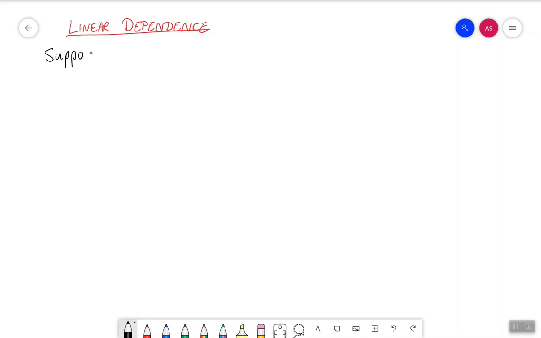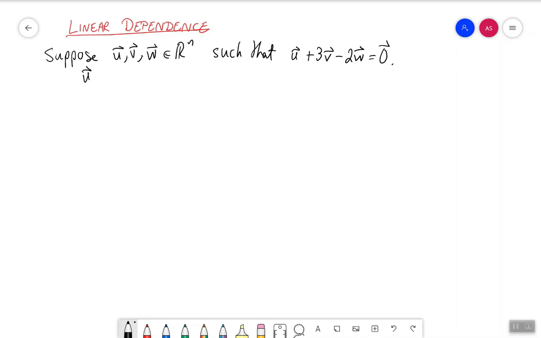Suppose we have vectors u, v, and w in Rn, and suppose that they're such that u plus 3v minus 2w is the 0 vector. Well, then I can solve for any one of them in terms of the others. For instance, u can be written as minus 3v plus 2w. Or I can even write v in terms of u and w, or w in terms of u and v. But the important thing is that at least one of them can be written in terms of the other two.